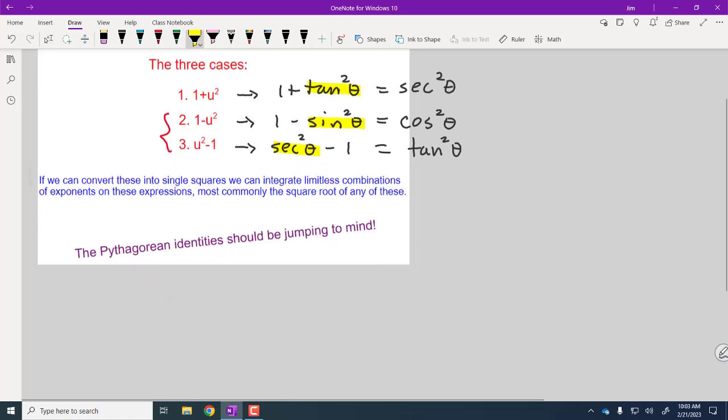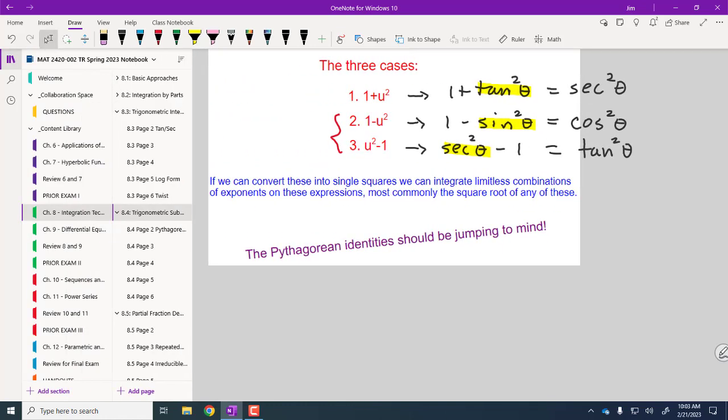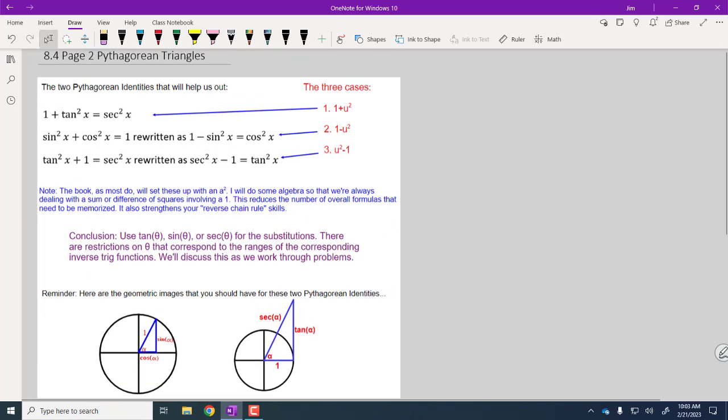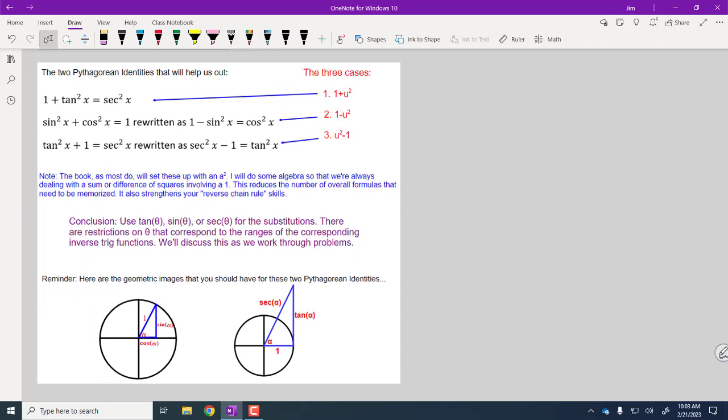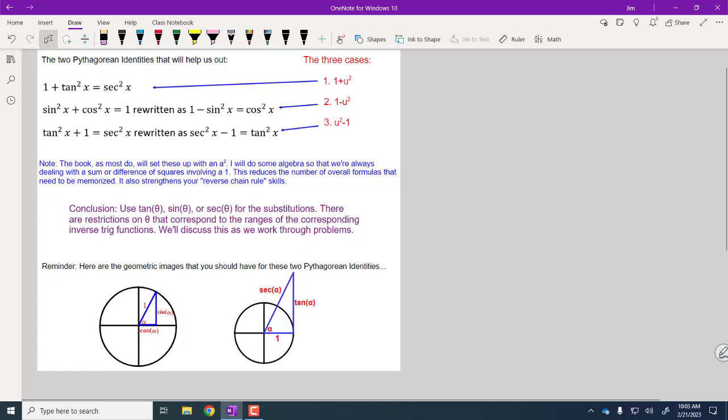So here we go. This just restates what we just did. The triangles I have right there are a reminder. So it's going to be sine, secant, or tangent. If it's plus, we're going to let the u be tangent. Over here, we're going to let the u be sine. Here, we're going to let the u be secant. So those three.